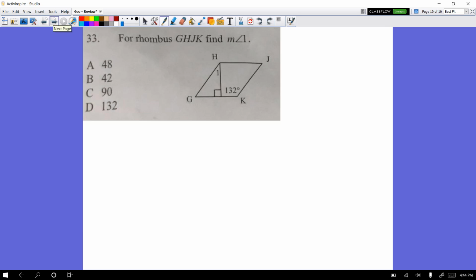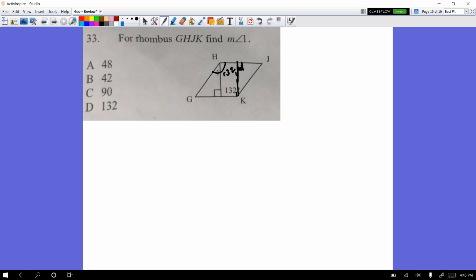For rhombus GHJK, for some reason that was difficult to say. Find the measure of angle 1. Okay, so we know that this is 90. Okay, so 132. So this is also 132. And we know that this is also 90.